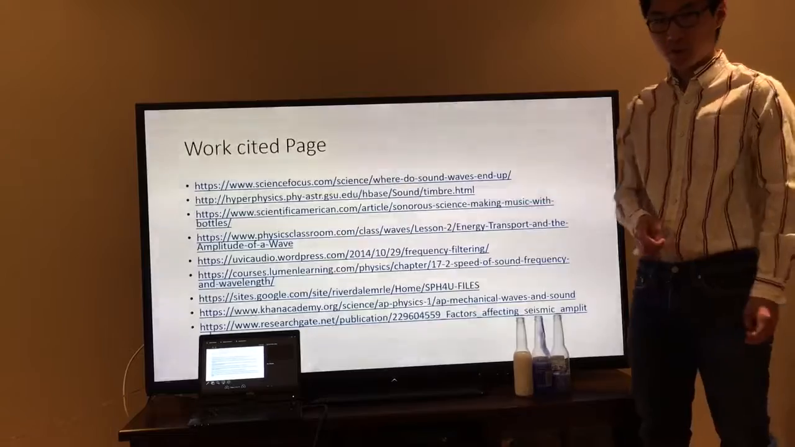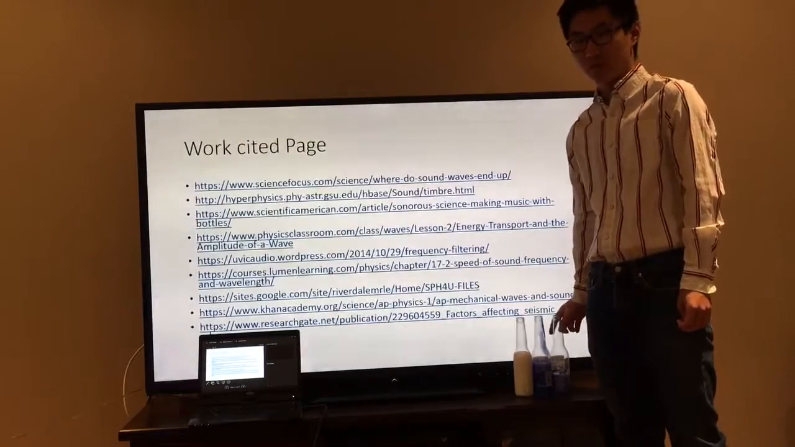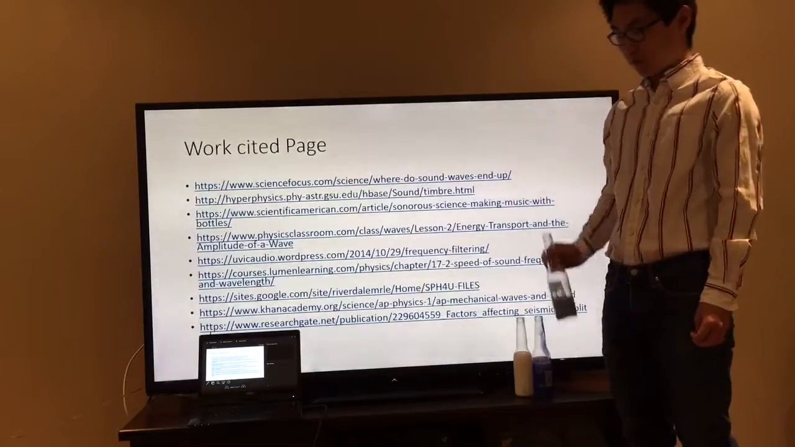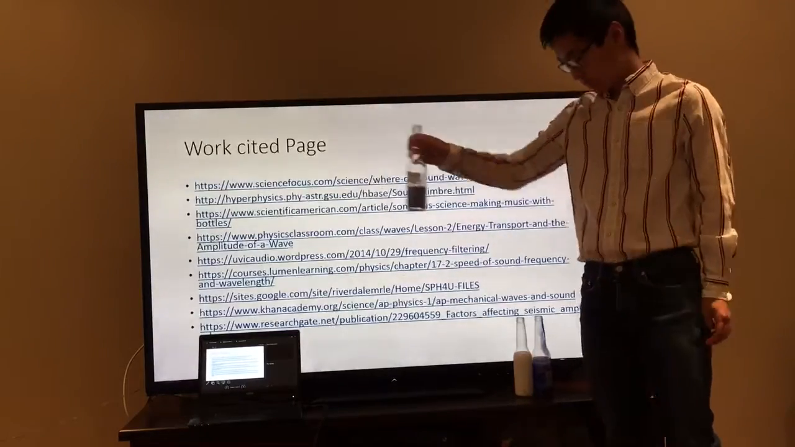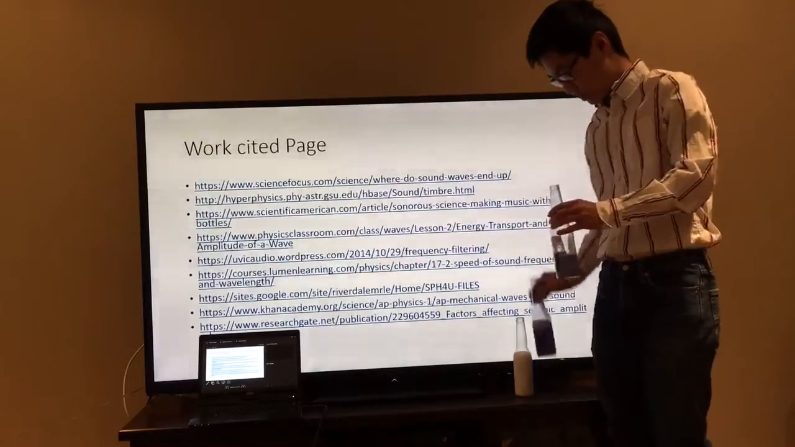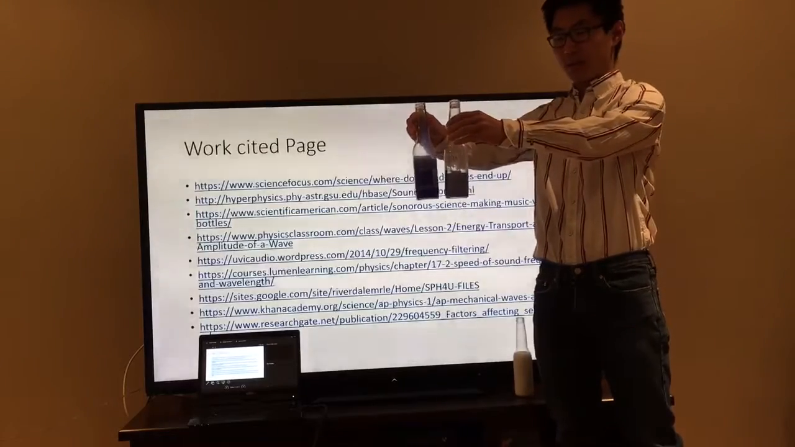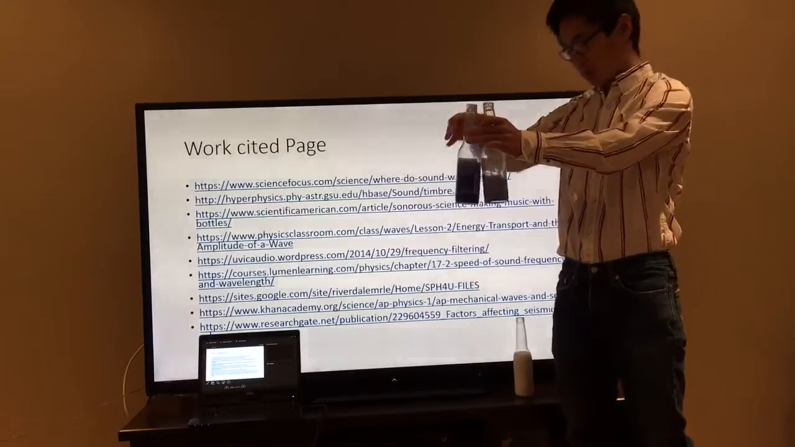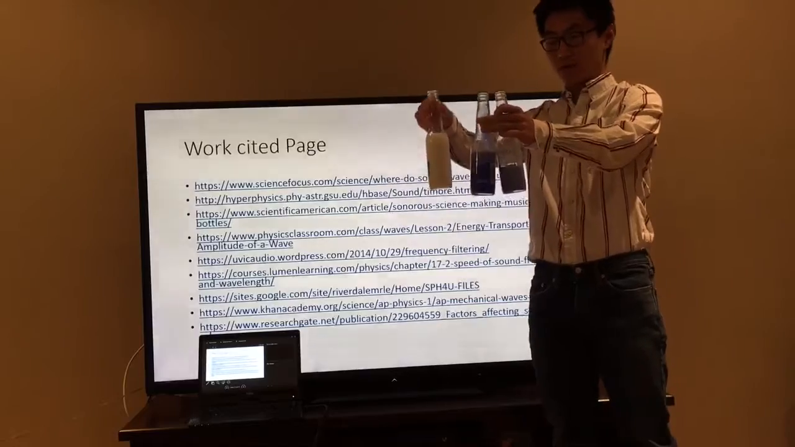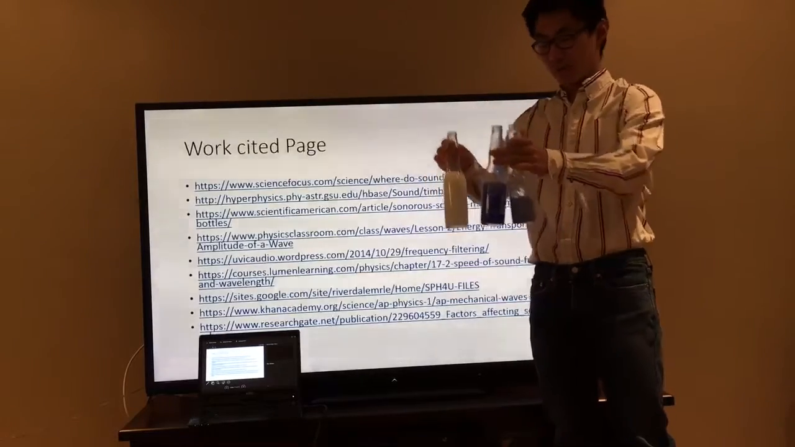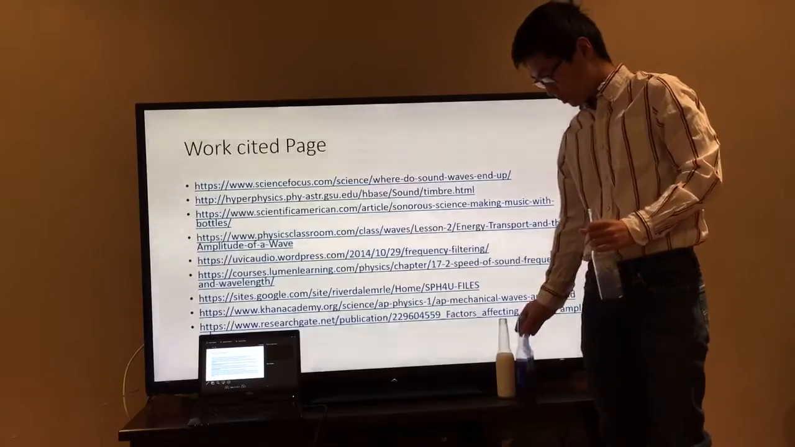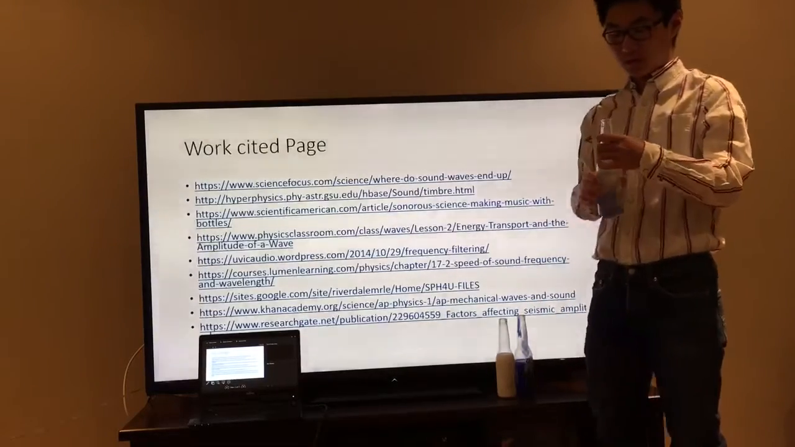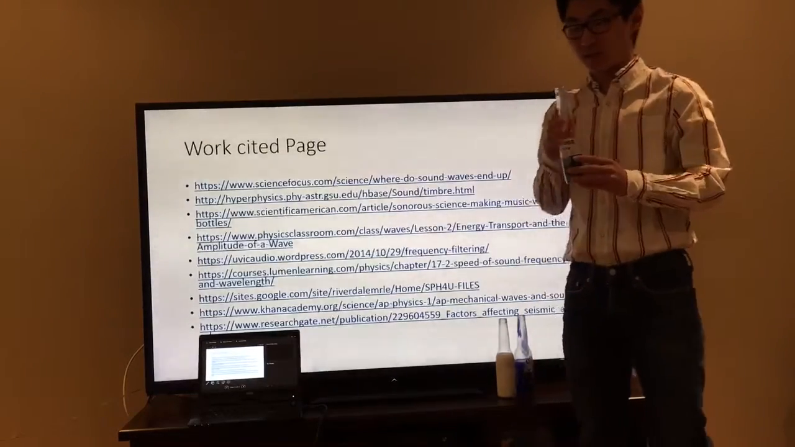And just before we go, here's a quick demonstration of what the different volume does to the instrument. This bottle has the least amount of liquid in it. This bottle has more liquid than the previous bottle. And last but not least, the white liquid, which has the most volume in it. These are all water, and I just colored them with food coloring. Now let's try to blow them and see what they sound like.